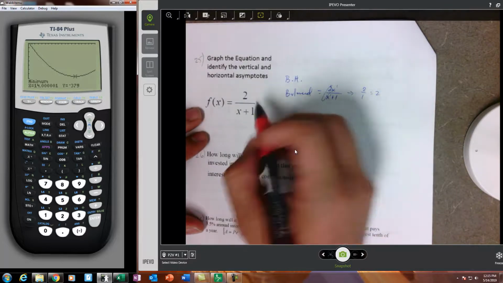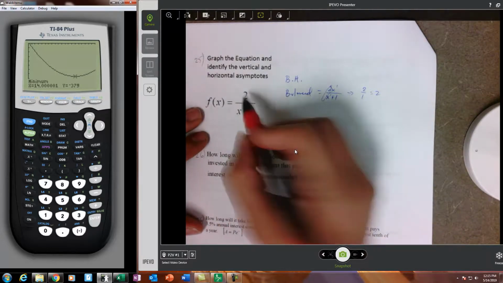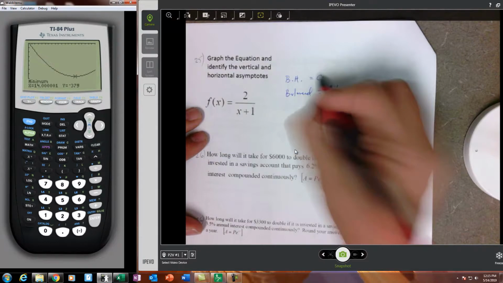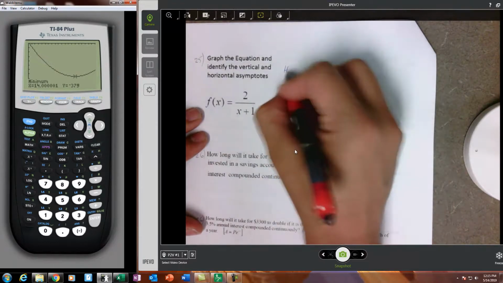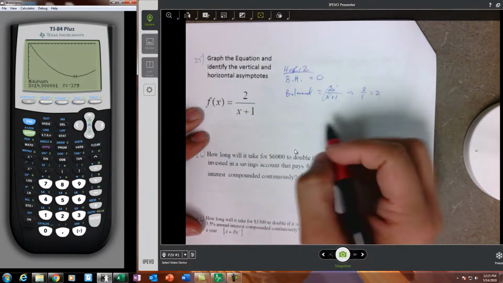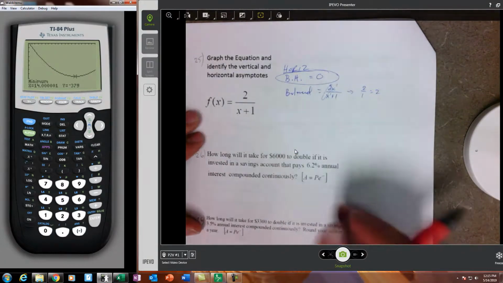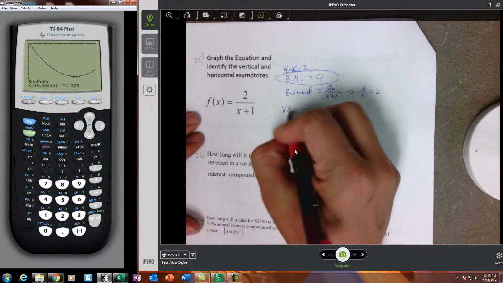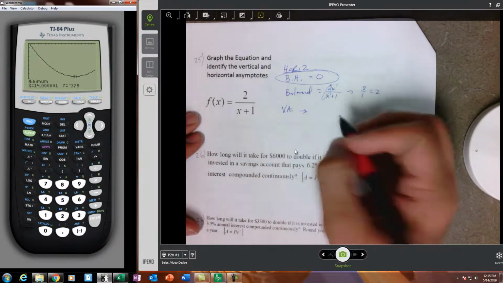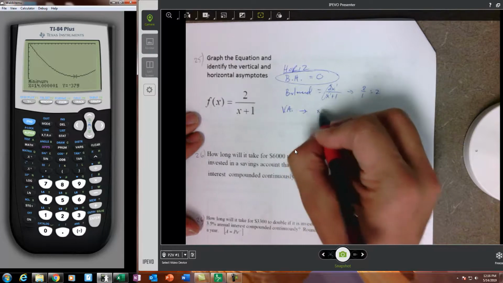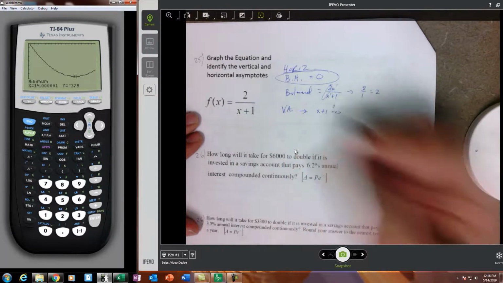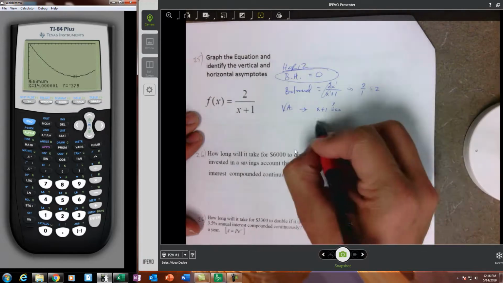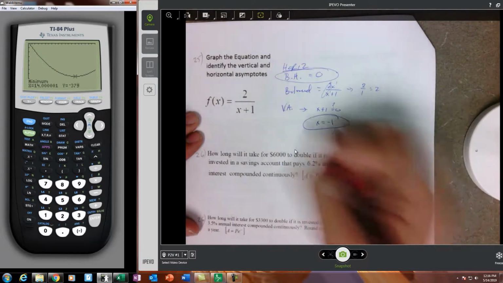This is a bottom heavy because we have more x's on bottom than we do on top. All bottom heavy ones have a horizontal asymptote of 0. So if we're looking for horizontal, it's 0. Now vertical asymptotes always come from the denominator being equal to 0. So I have x plus 1. I want to know when does it equal 0. The answer would be when x is -1, would be my vertical asymptote.